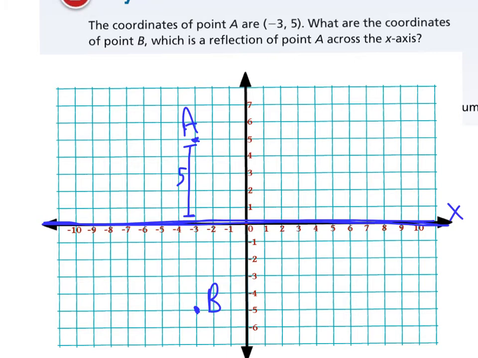So that would be point B, and the coordinates of that would be, the x-coordinate's still the same, so that's at -3, but then the y-coordinate is going to be the opposite. So -3, -5 would be the coordinates of point B.